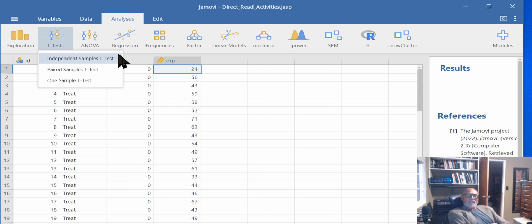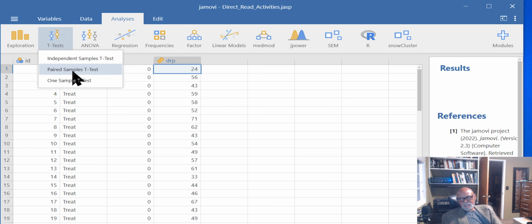So a t-test can come in three possible types, but there's still never more than two groups. The independent samples t-test is when the scores from the two groups are completely independent of one another. People may not even know each other. The score they get is not going to affect the score that the people in the other treatment get.